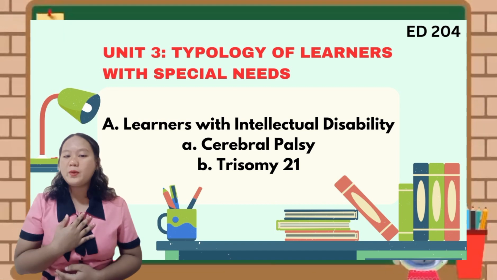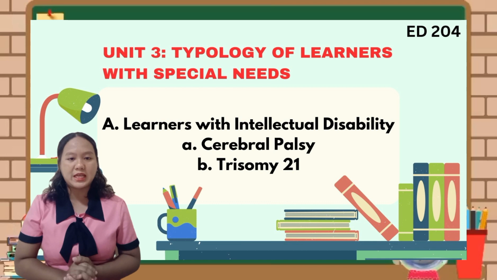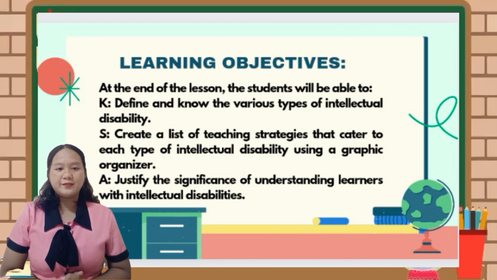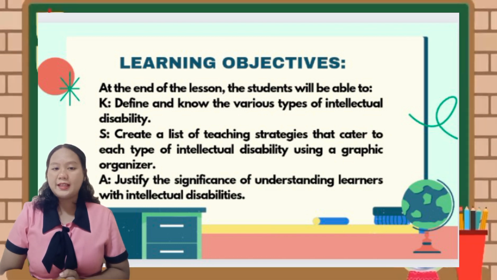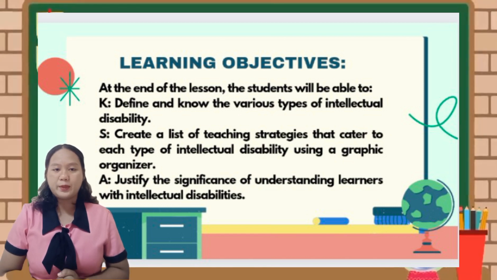In this video, I will discuss the first topic of Unit 3, Typology of Learners with Special Needs, A. Learners with Intellectual Disability. In this topic, here are the learning objectives. At the end of the lesson, the students will be able to: K. Define and know the various types of intellectual disability. S. Create a list of teaching strategies that cater to each type of intellectual disability using a graphic organizer. A. Justify the significance of understanding learners with intellectual disabilities.